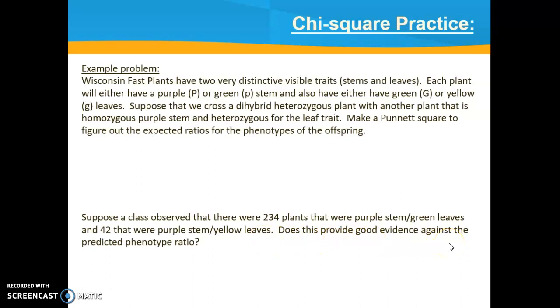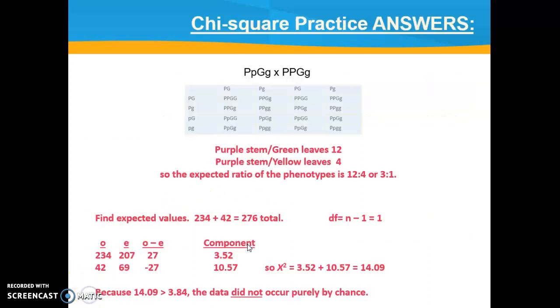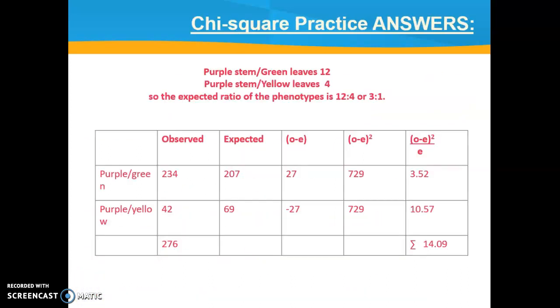Does this match what we expected? And again, anytime they ask you something like this, and notice they're not using the word chi-square, but they're asking you to figure out, is what we got close enough to what we expected? You're going to do a chi-square. So again, I would pause the video here, use this data, create a little chart, and use our expected ratios to figure out if our data was close enough. So fast forwarding to the answers, here is my chi-square chart.